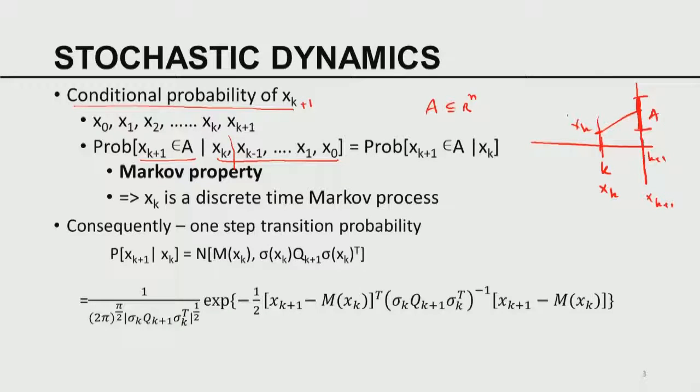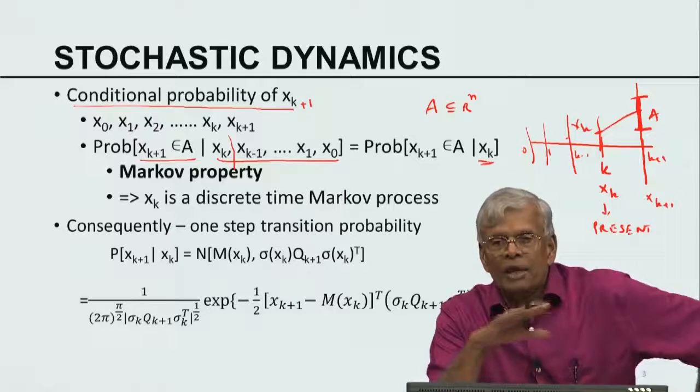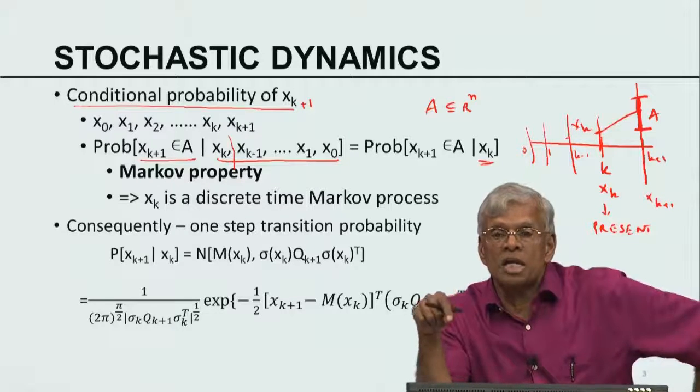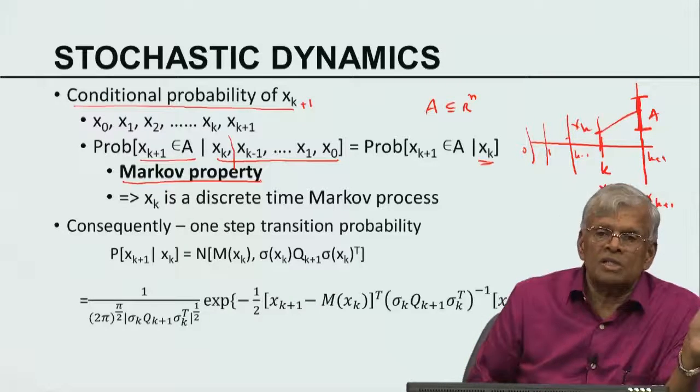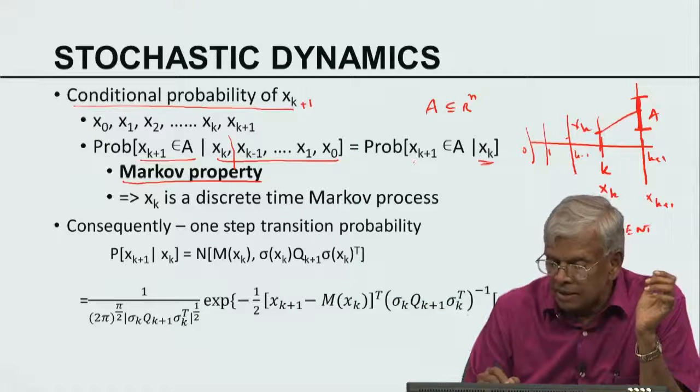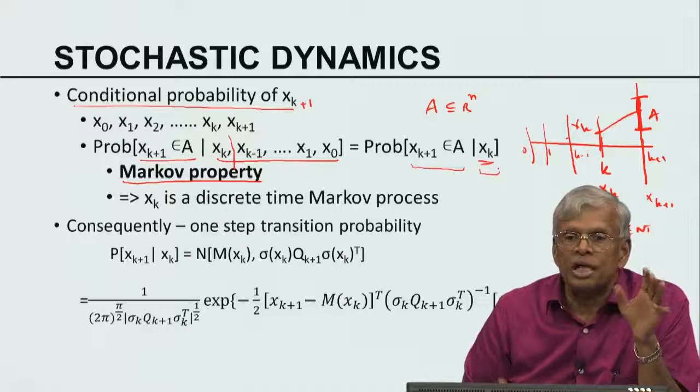Now I'm given the state of the system at time k minus 1, I'm given the state of the system at time 1, I'm given the state of the system at time 0, so I'm given the complete history from 0 to k. If this probability depends only on xk but not on the past, so k is the present, then given the present, the future evolution of the state is independent of the past. That means the state of the system from 0 to k minus 1 does not play a role once xk is given in determining what xk plus 1 is going to be. That kind of property is called Markov property. So what does the Markov property say? Given the present, the past is inconsequential to consider the future. So the probability that at time k plus 1 it will belong to the set A depends only on the current state xk and not on the past.